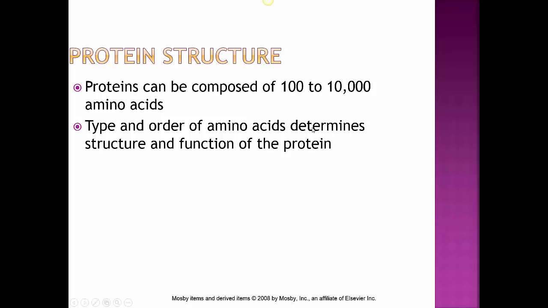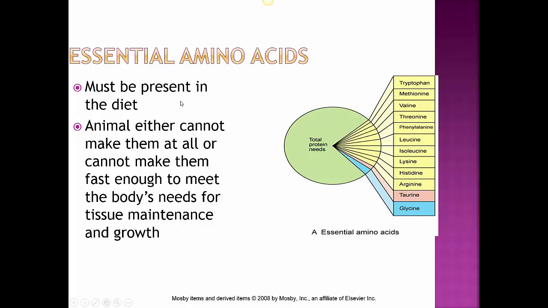So it's how we put these amino acids together, which amino acids go together, that determines what this protein is going to do, what its structure is, and what its function in the body is going to be. When we look at it here, essential amino acids are ones that have to be in the animal's diet. And they have this little chart right here that actually shows the essential amino acids.